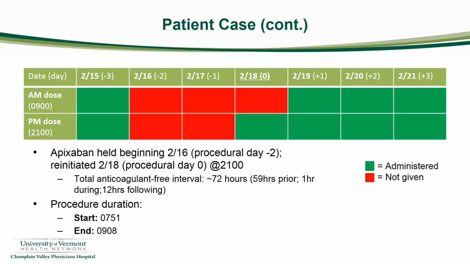However, we could see that his PM dose was given the full dose. We may have considered either skipping this dose for him or potentially reducing the dose of his evening dose had he been on the full 5 milligrams twice a day. However, since it was already reduced, I think it was completely appropriate to go ahead and reinitiate at the normal home dose about 12 hours following his procedure on the 18th there.